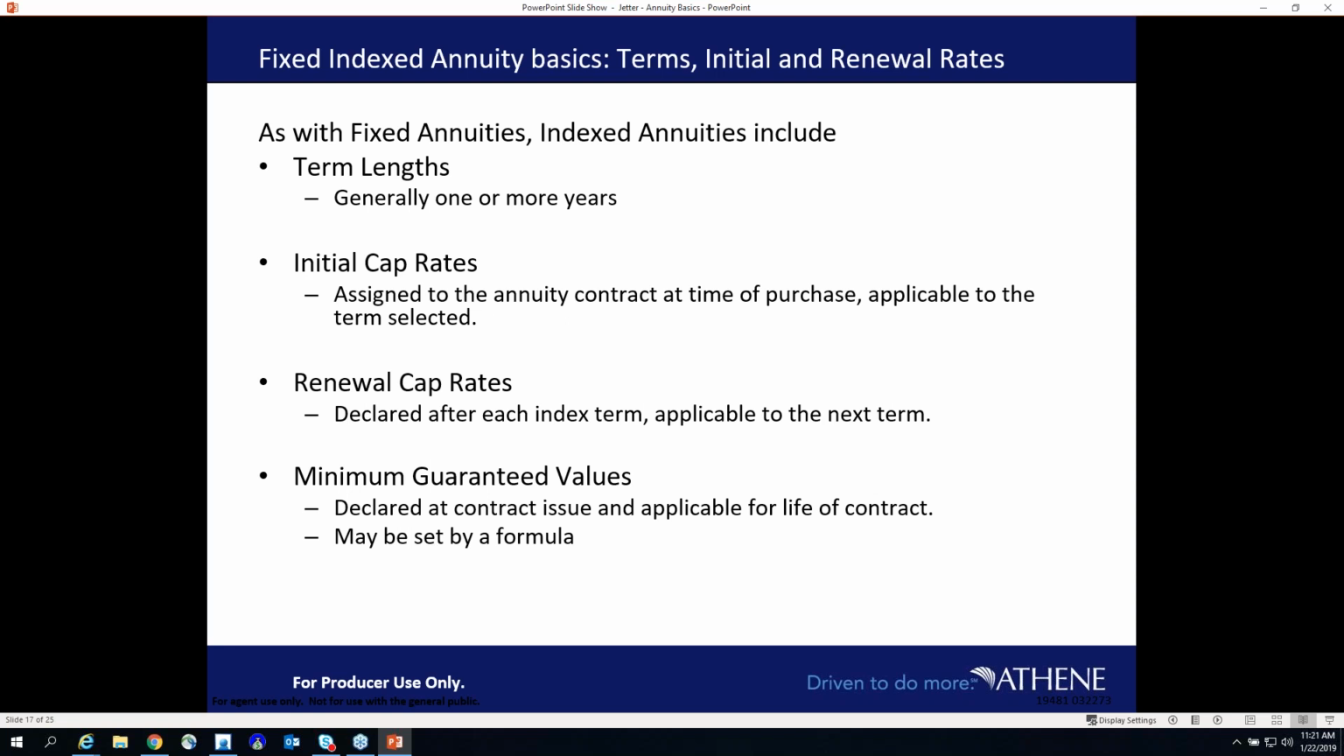So fixed interest terms, initial and renewal rates, as with fixed indexed annuities, include term lengths, generally 1 or more years. Our fixed indexed annuities are going to be, again, between 5 and 15 years. They are going to have initial cap rates assigned to the annuity contract at the time of purchase, applicable to the term selected. Also, renewal cap rates declared after each index term, applicable to the next term. So your clients will get a renewal letter at the end of their term period, letting them know what the renewal rate will be on all of the different indices available. Minimum guaranteed values declared at contract issue and applicable for the life of the contract may be set by a formula.